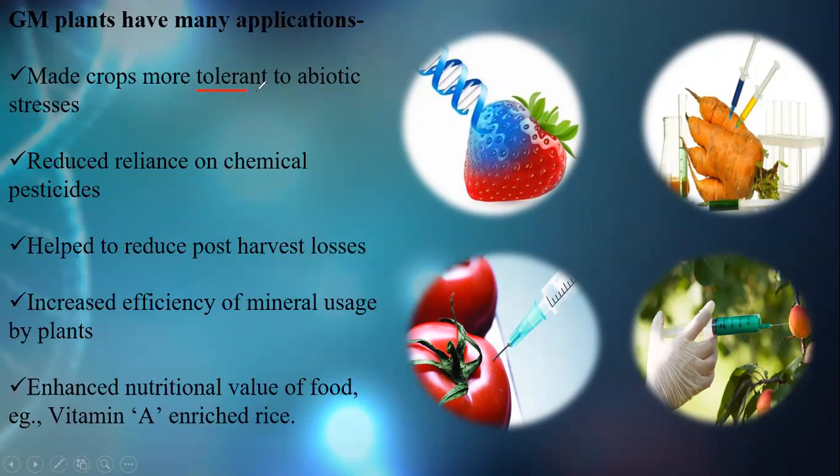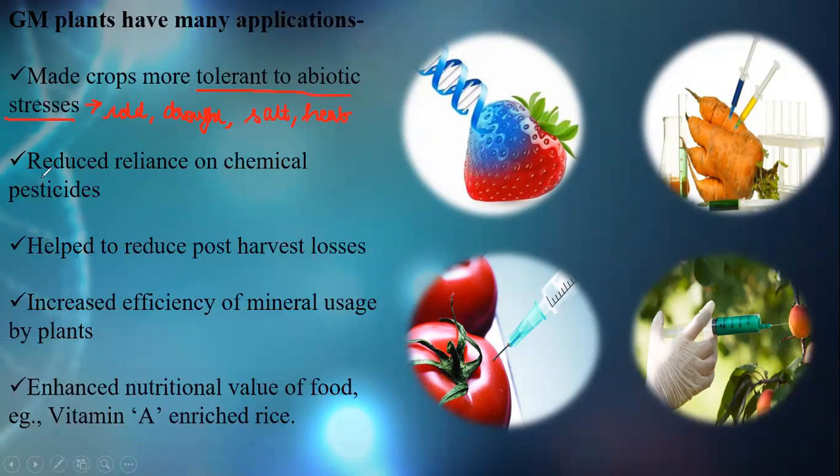So GM plants are tolerant to abiotic stresses. What are the abiotic stresses against which the crops are tolerant? Yes, correct: drought, then salinity or salt, then temperature, heat. Clear everyone?